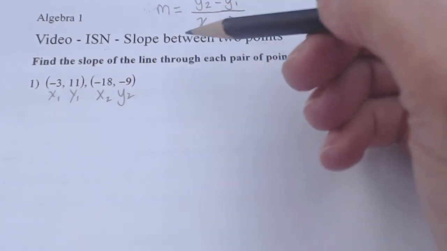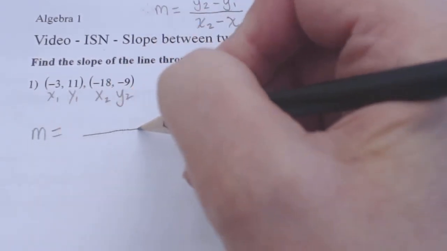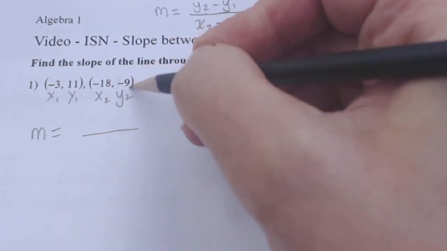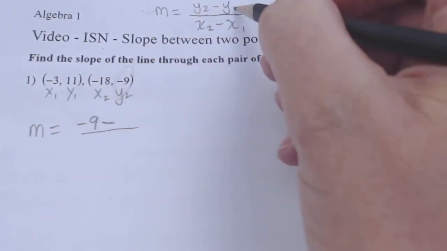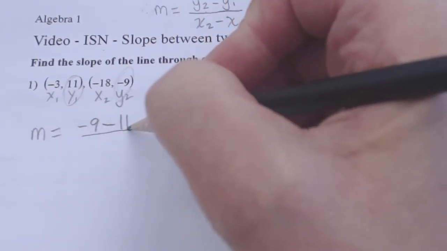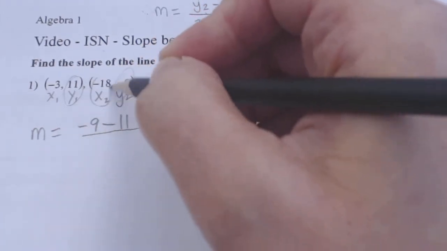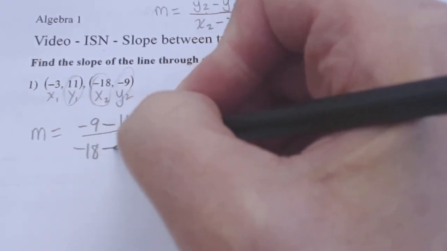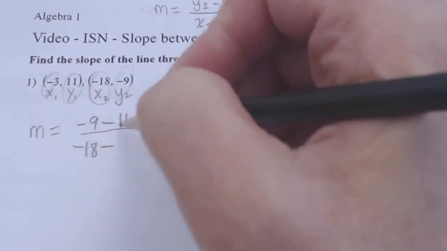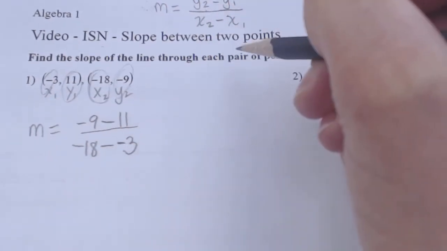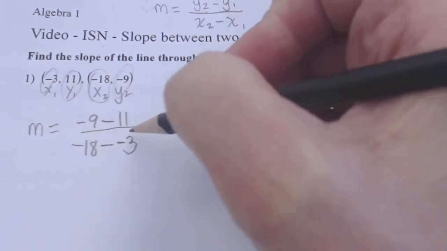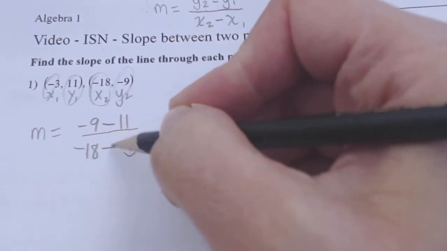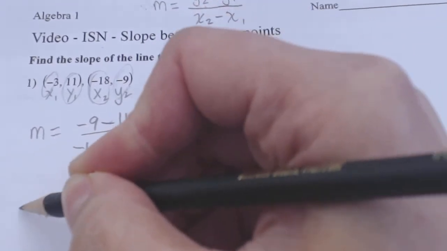So now what I have to do is substitute my points into my formula. Slope equals y2, which is negative 9. I'm automatically going to put a minus y1, which is 11. x2, which is negative 18, automatically put a minus. x1, which is negative 3. Again, you're going to have to be careful because this is minus and negative here. So when we go to do our subtraction, we're going to be adding the opposite. So that's why I always like to put my minuses in and then my numbers.